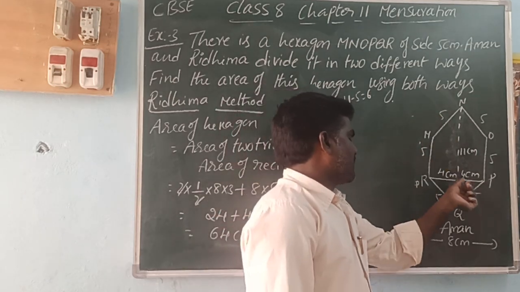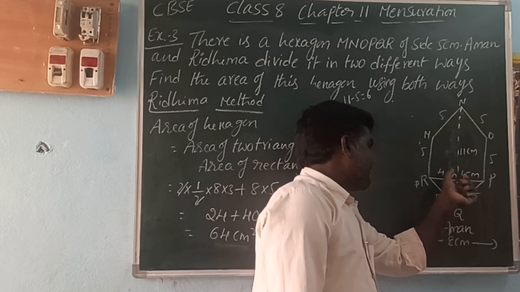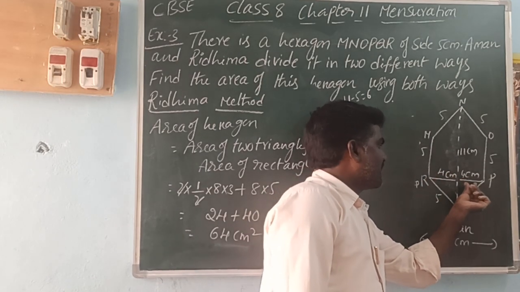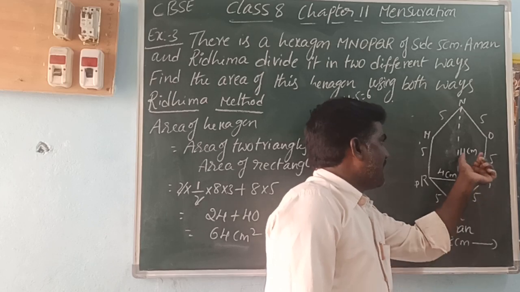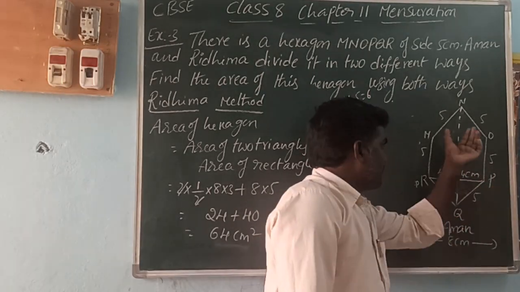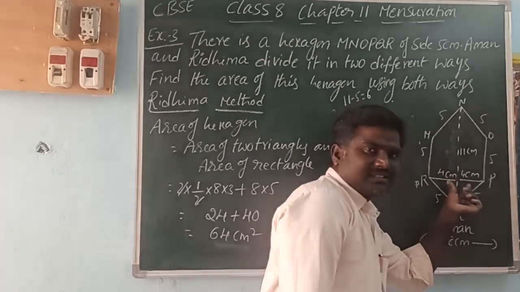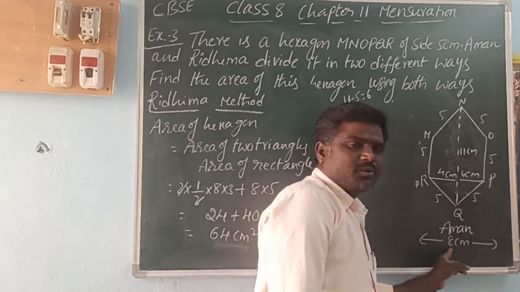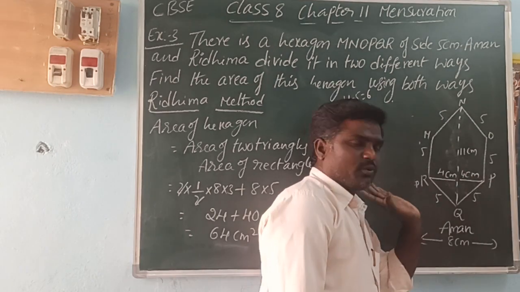In these trapeziums, there is one parallel side, and another parallel side. So the height of the trapezium is how much? 4. How can we get the 4? The hexagon is divided into 2 parts, so the width is also divided into 2 parts. The width is how much? 8. So 8 by 2 is 4, 4.